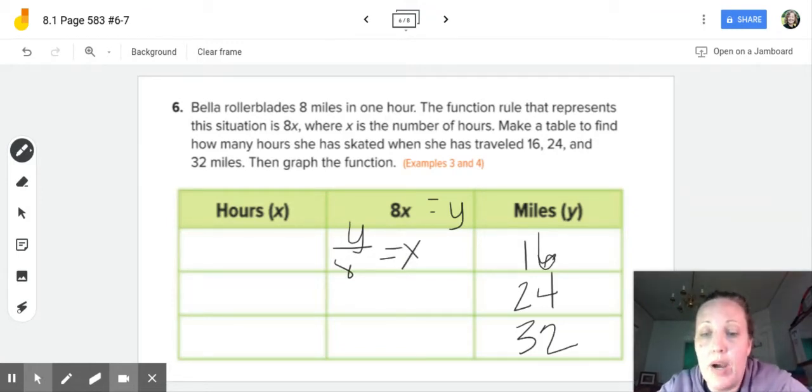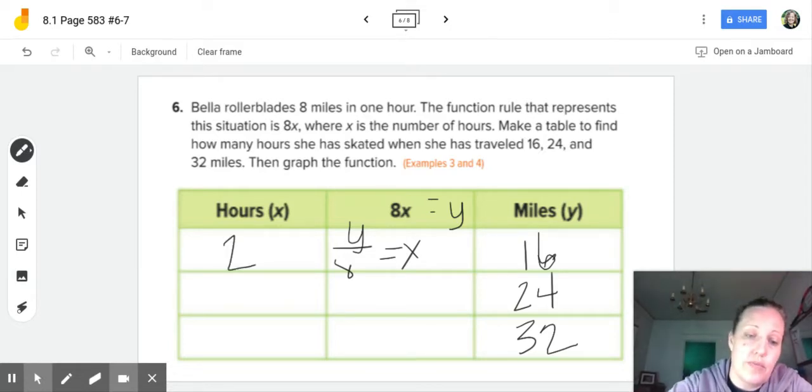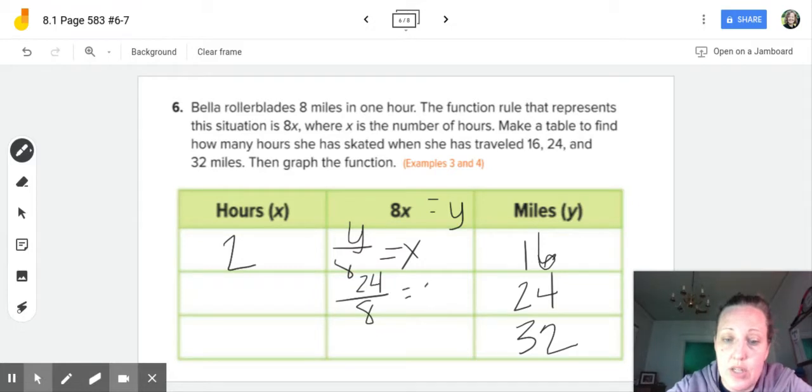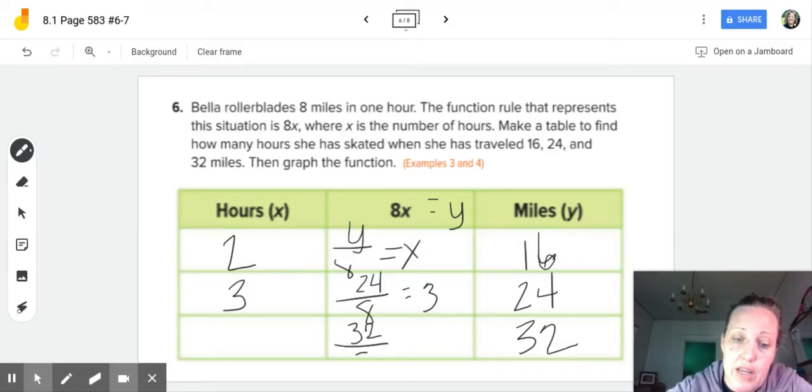So my y is 16. 16 divided by 8 is 2, okay? And this one, 24, is my y, and we're dividing that by 8, which is 3. So we have 3 here, and here we have 32, which is my y value, divided by 8, and I get 4. So my answer here is 4.